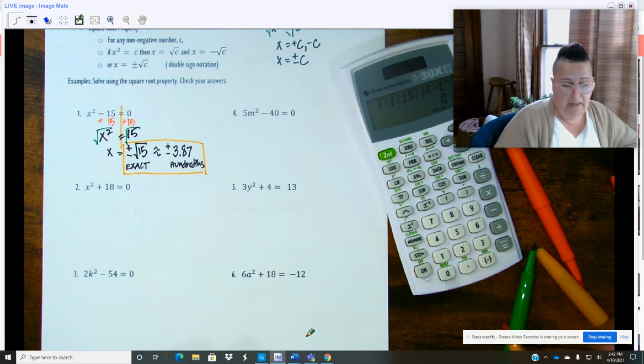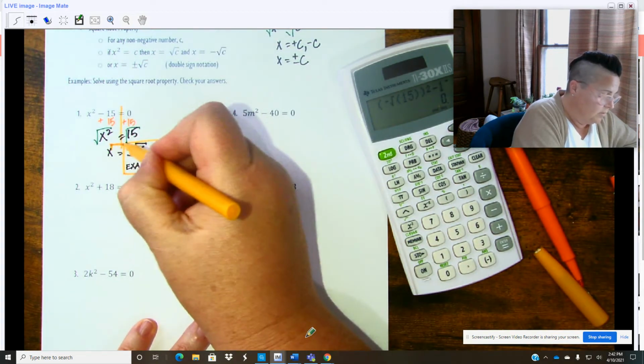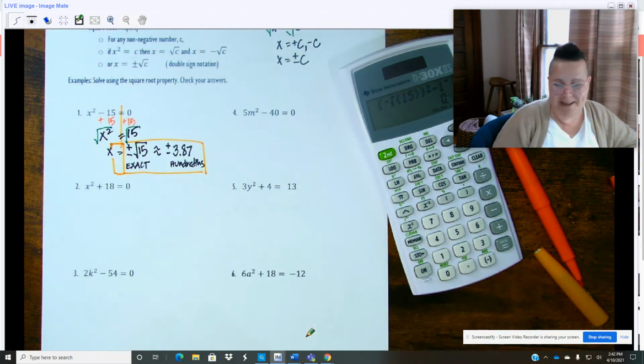There we go. And I have that x is equal to, maybe move this over. There we go. X is equal to plus or minus the square root of 15.